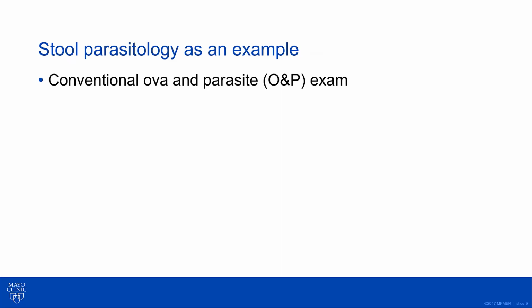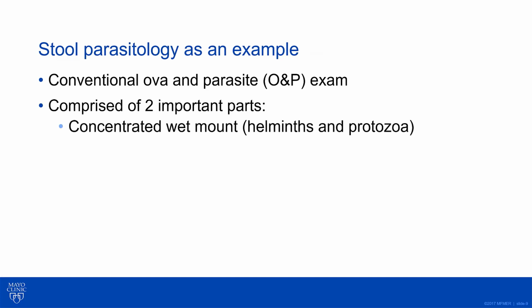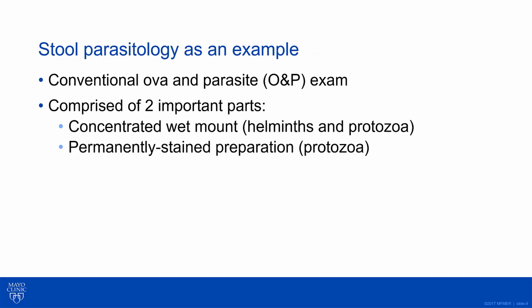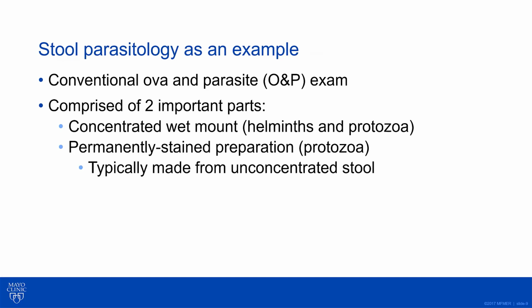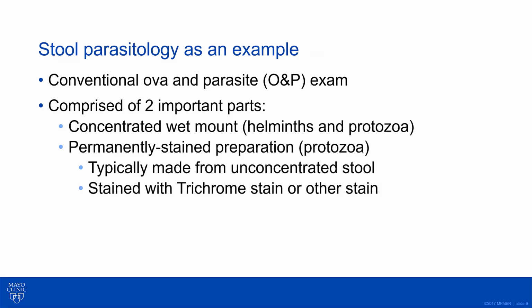The stool parasitology exam, often called the ova and parasite examination, is comprised of at least two important parts: identification of parasites, an examination of a concentrated wet mount, looking for helminths and protozoa, and then also examination of a permanently stained preparation, looking for protozoa primarily. This is usually made from unconcentrated stool specimens and then stained with trichrome stain or another similar stain.